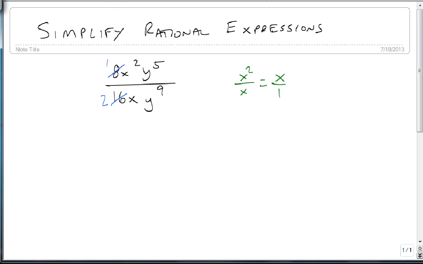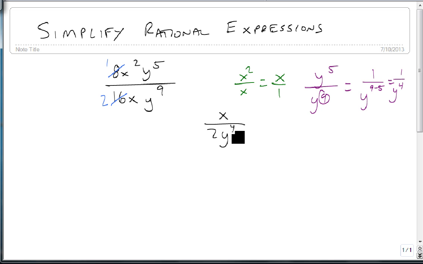And our y to the 5th over y to the 9th becomes 1 over y to the 9 minus 5, or 1 over y to the 4th. Again, I wanted to leave it on the bottom because the 9 is bigger than the 5. And then we just used our quotient rule. Subtract one from the other, and that's the number that we have remaining. So our final answer is x over 2y to the 4th. This is simplified from this rational expression down to this one.